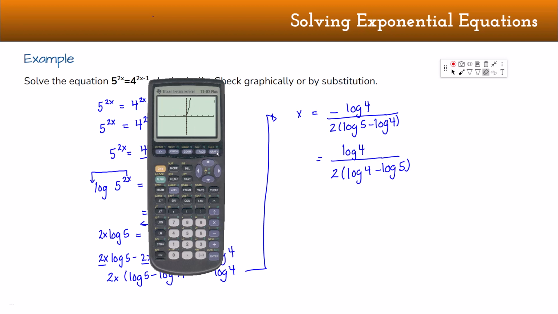There's one. Oh, and there's the other. So it looks like there's going to be an intersection over here. So let's go second trace, and we're going to go 5 for intersect.